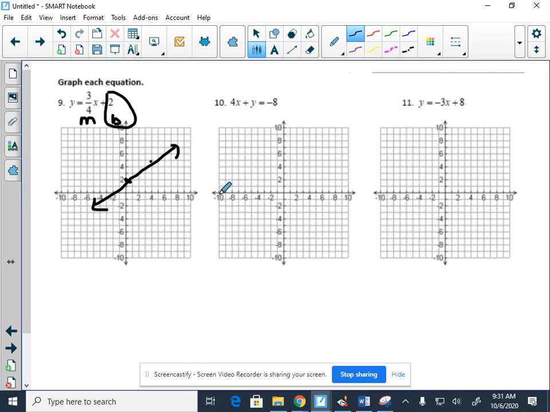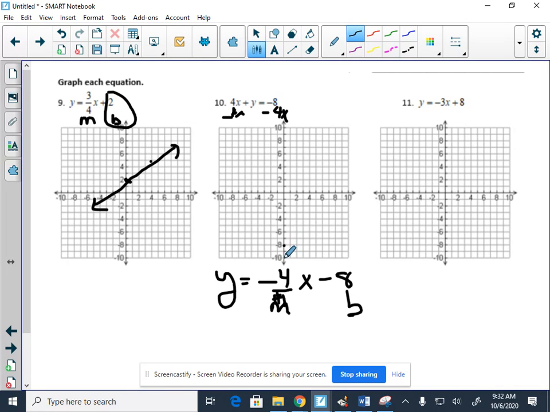Number 10 isn't in the right form. We have to get it in the right form. So we're going to subtract 4x. We get y alone. That's what we want. Y equals negative 4x subtract 8. Now we have m. We have b. Remember, m is always a fraction. So it can be negative 4 over positive 1. So b is negative 8.